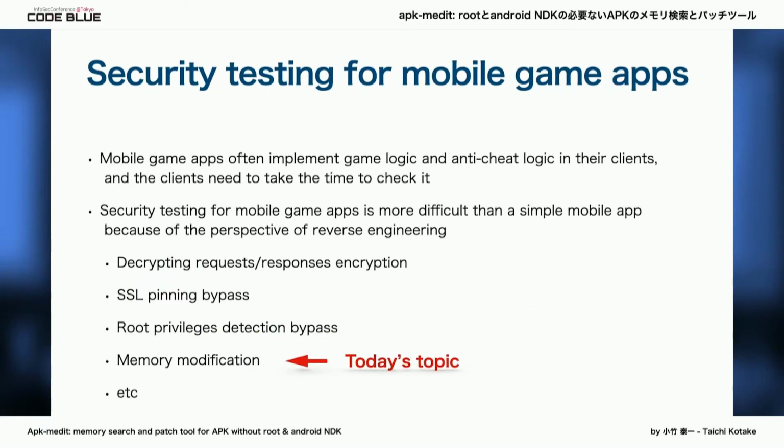However, mobile games often implement game logic and anti-cheat logic in their client, and the client needs to take time to check it. It's more difficult than a simple mobile app from the perspective of reverse engineering. Some examples include the following items: decrypting request response encryption, SSL pinning bypass, root privileges detection bypass, memory modification. Today, I'm going to discuss memory modification in depth.